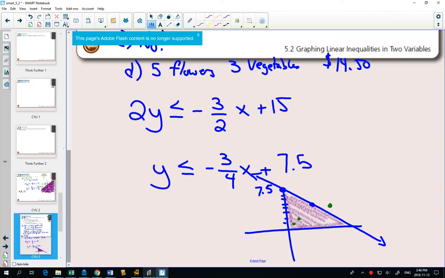Questions for practice on this one are 11 and 15.